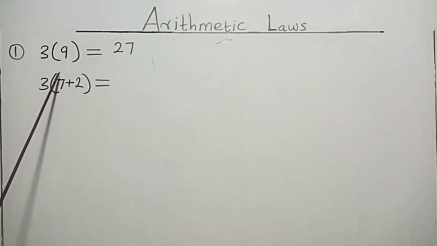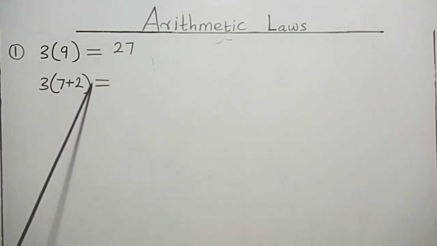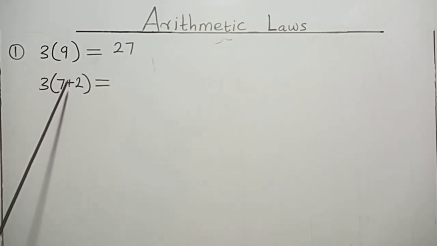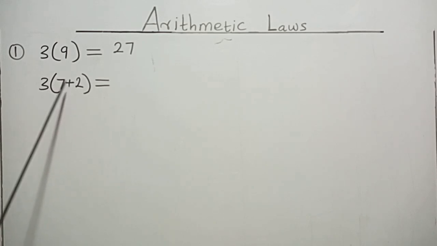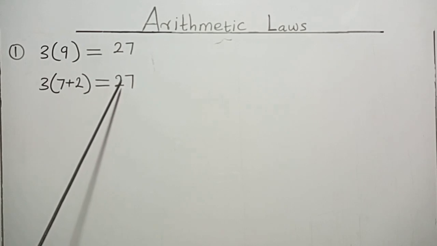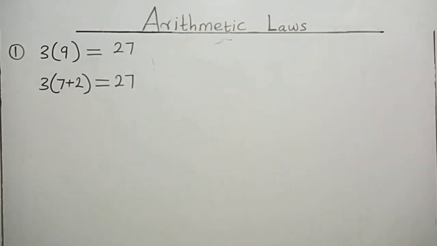But one thing stands out. A bracket is one number. Therefore, this means 3 times the bracket. That is 3 times whatever is in the bracket. Again, if you add 7 to 2, the answer is 9. So this also means 3 times 9. Like before, the answer is 27. And here it comes, the same 27. 3 bracket 7 plus 2 is equal to 27.